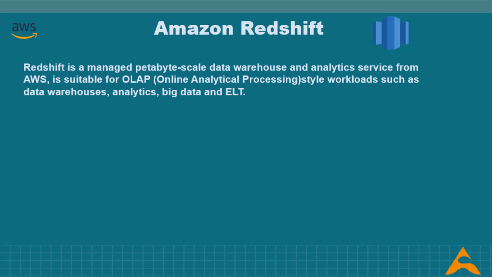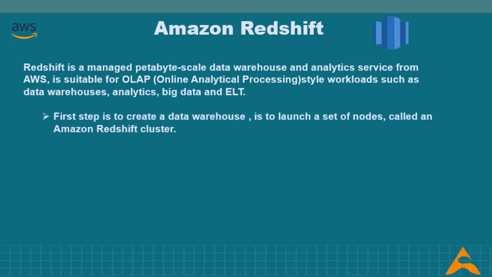Amazon Redshift in general is a fully managed data warehouse service that can scale from just 100 gigabytes to petabytes or more. It operates and scales a clustered relational database engine which is suitable for complex analytic queries over a large data set and is especially suitable for OLAP style workloads such as data warehouse, analytics, big data and ELT. Redshift is designed to connect SQL based clients and business intelligence tools for analytic workloads.